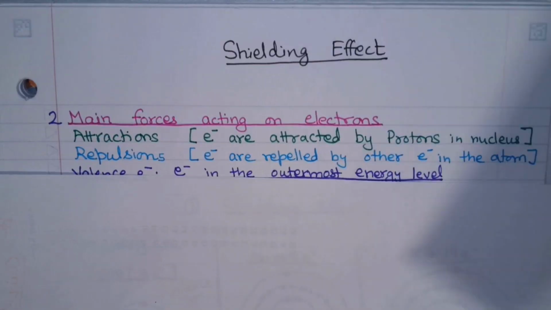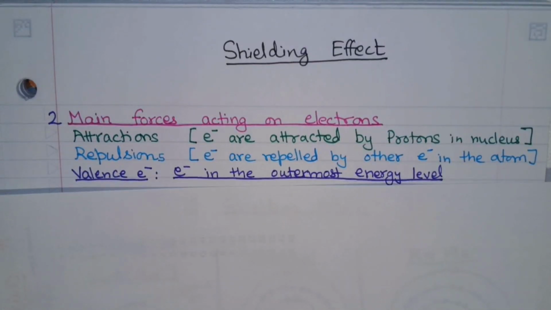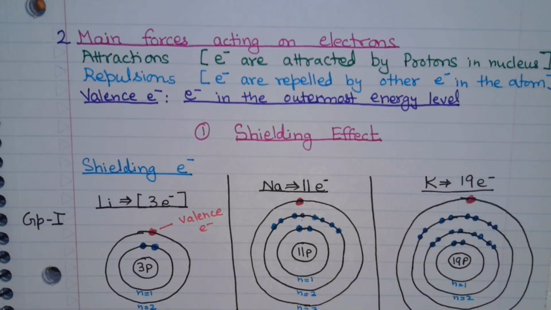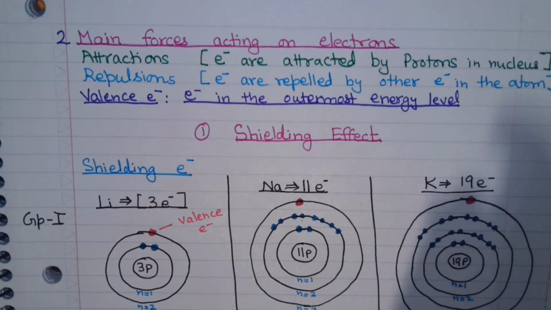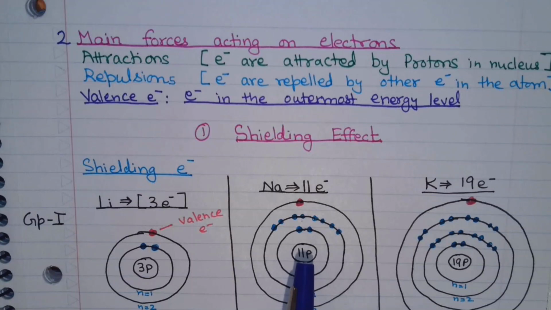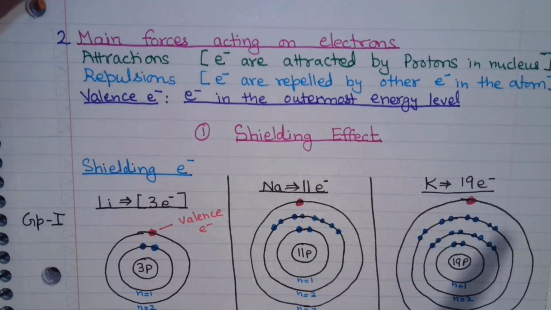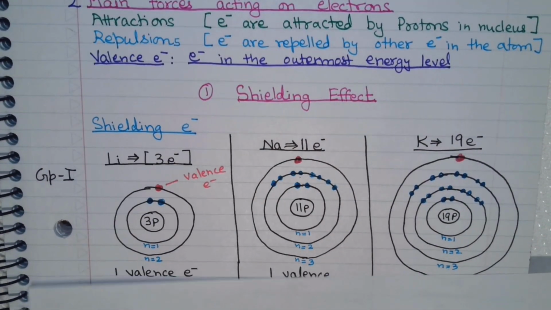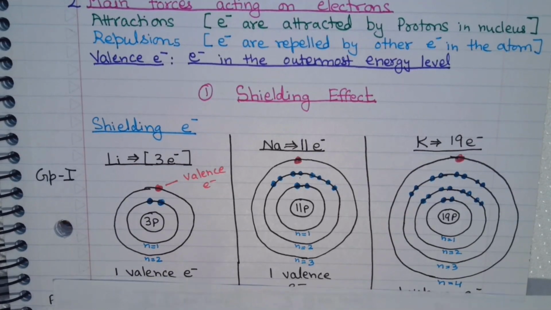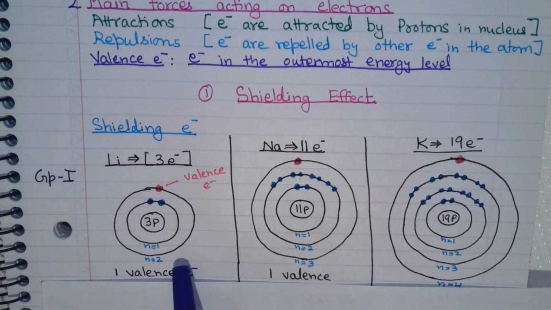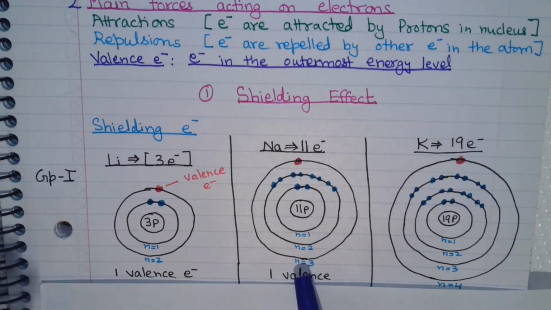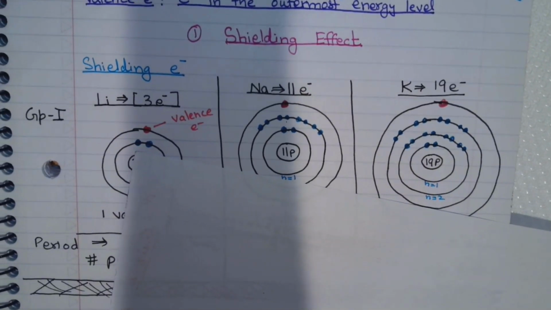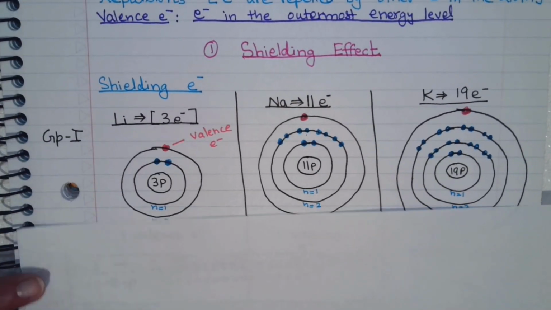Now let's see how to calculate the valence electrons. That is very important in order to understand the shielding effect. Here I have drawn three different atoms: lithium, sodium and potassium. Lithium has one valence electron, sodium has one valence electron and potassium has one valence electron. They are all group 1 elements, so they all have one valence electron.